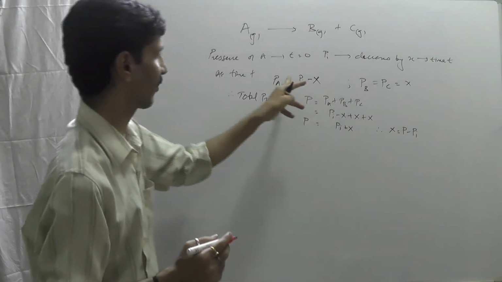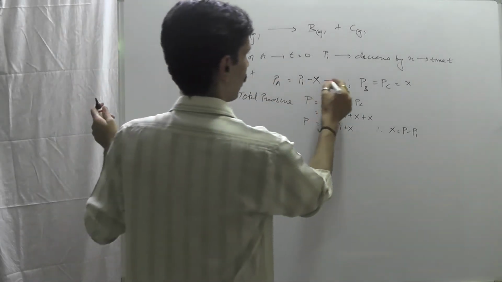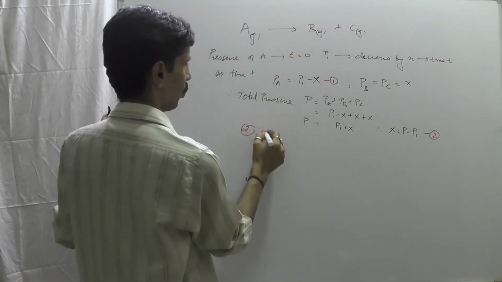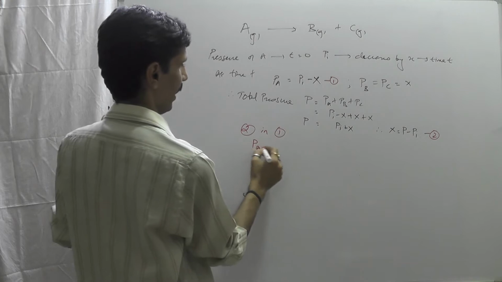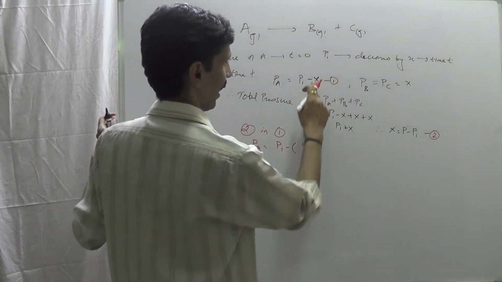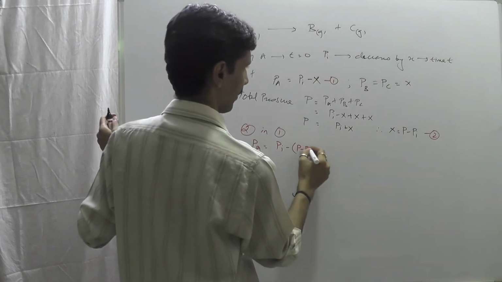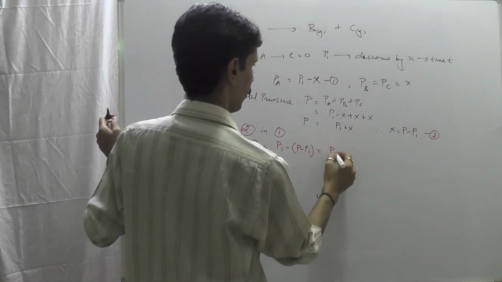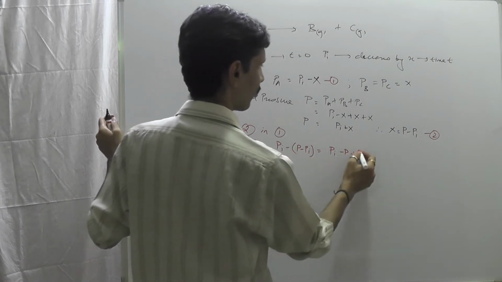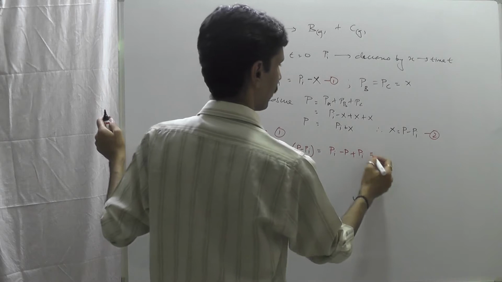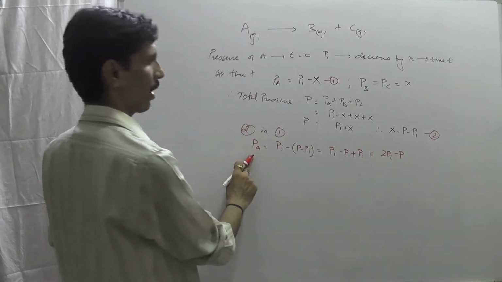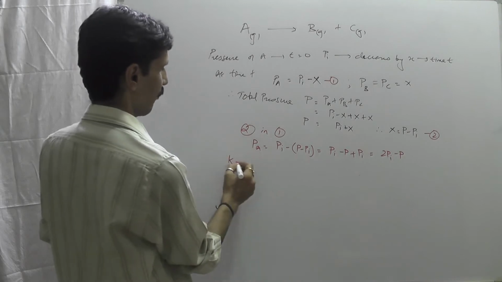Now let us substitute this in this particular equation. So this is 1 and this is 2. So substitute 2 in 1. We have Pa equal to Pi minus X, and what is the value of X? P minus Pi. So that is equal to Pi minus P, minus and minus becomes plus Pi. So that is equal to 2 Pi minus P. This is the pressure of A. Now we go to the formula.